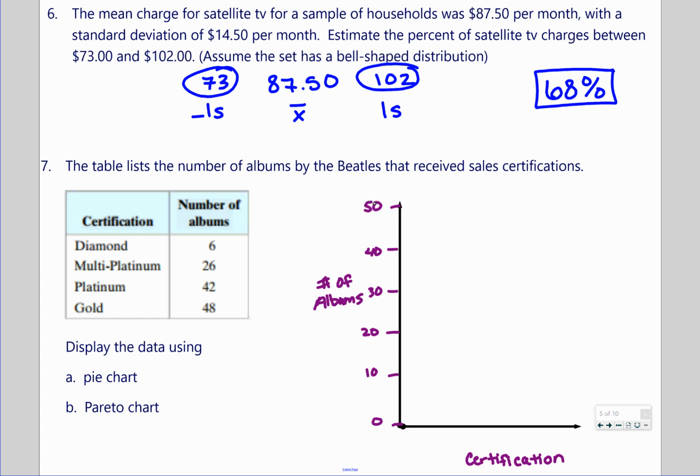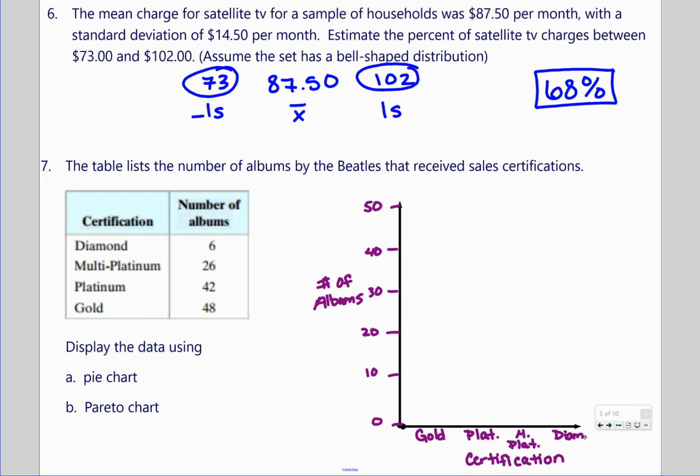As far as the bars go on this specific type of chart, remember your bars are going to be in decreasing order. So they're always going to start with the highest one and go down from there. The bars do not touch when you're drawing these. The highest one I have is gold. Then I have platinum, then multi-platinum, just abbreviating here, and then my last one is diamond.